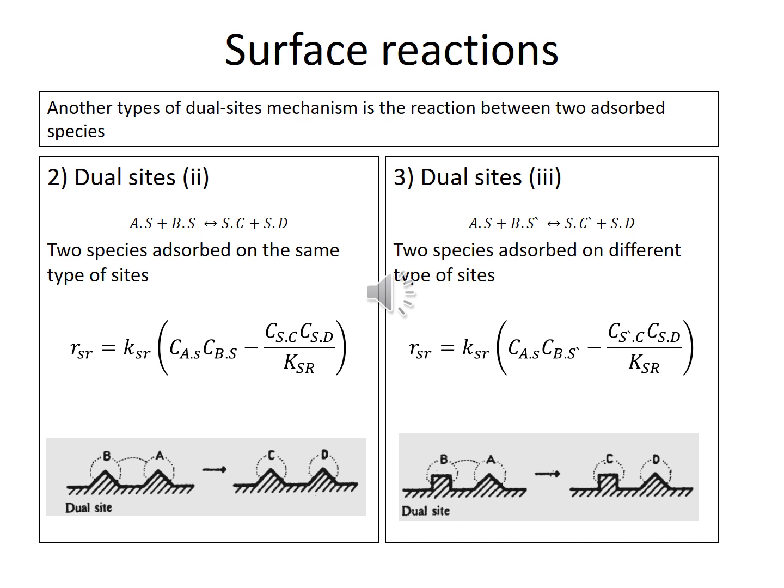And the other one that you have is also still dual site, but in this case we have two different sites. One is S, and the other one is represented by S asterisk. And then we get two products adsorbed on these two different sites, and their rate of surface reaction is represented by that equation.